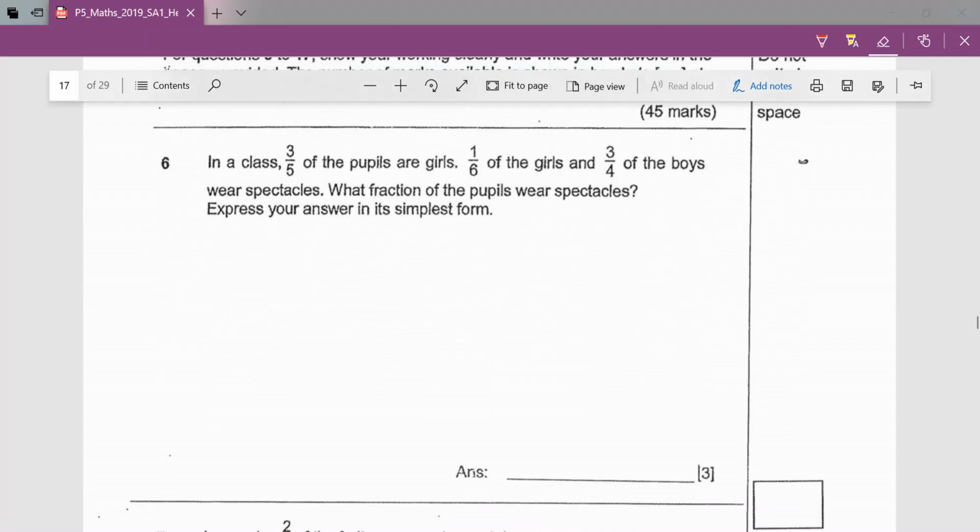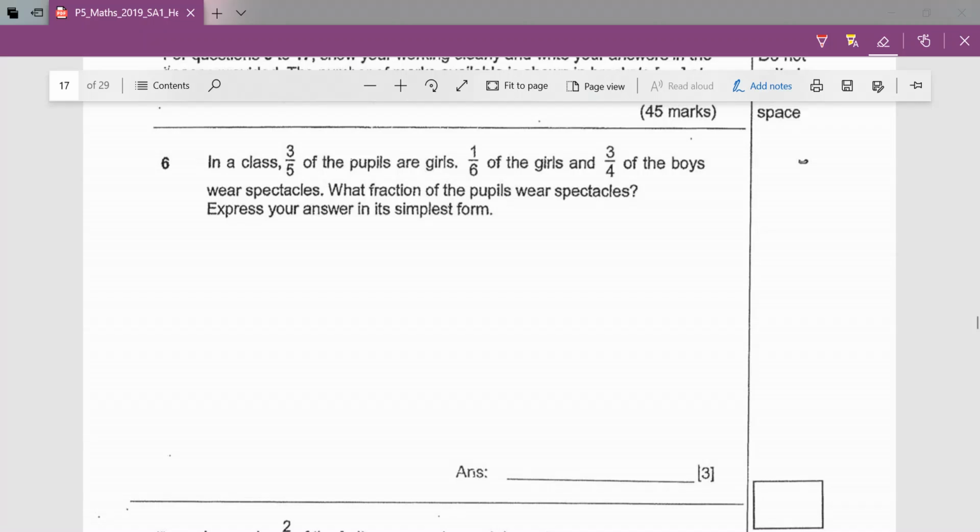Question 6. In a class, 3 out of 5 of the pupils are girls. 1 out of 6 of the girls and 3 out of 4 of the boys wear spectacles. What fraction of the pupils wear spectacles? Express your answer in its simplest form. This question can be solved by different methods.